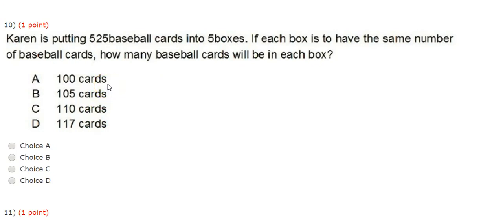Question 10. Karen is putting 525 baseball cards into 5 boxes. If each box is to have the same number of baseball cards, how many baseball cards will be in each box? So there's 525 baseball cards total going into 5 boxes. How much is each box going to have? Is it 100 cards, 105, 110, 117?